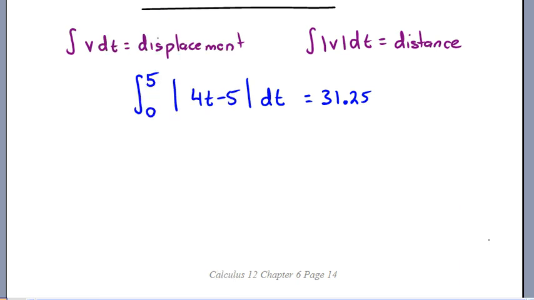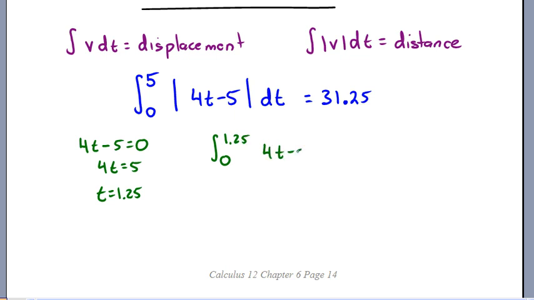Now, if you can't use your calculator and you have to do this by hand, well, that's trickier. It could be done. Here, I'll just do it in a different color. You'd have to say, does this velocity ever actually hit 0 along the way? And you'd solve this. Does this ever happen? Oh, yeah, it does at time 1.25. So if you don't have a calculator, you'd have to integrate from 0 to 1.25, and you'd integrate that 4t minus 5. You can do that by hand, right? That's doable. And then you would integrate from 1.25 to 5.